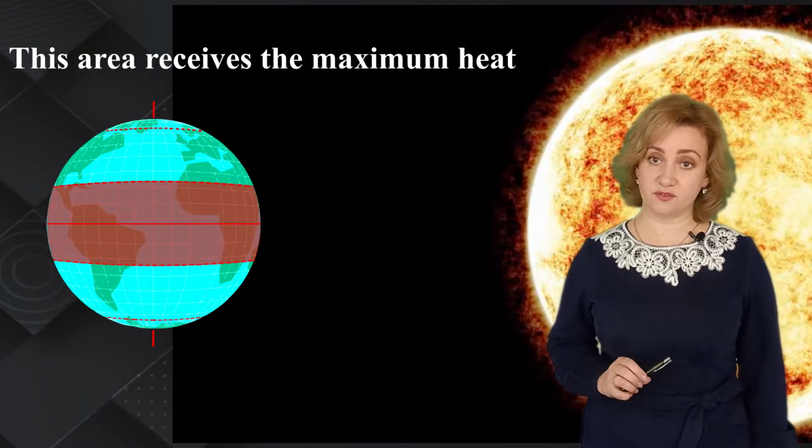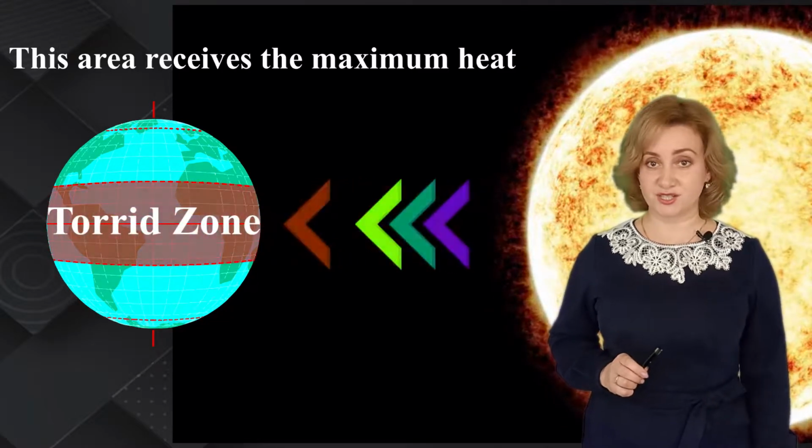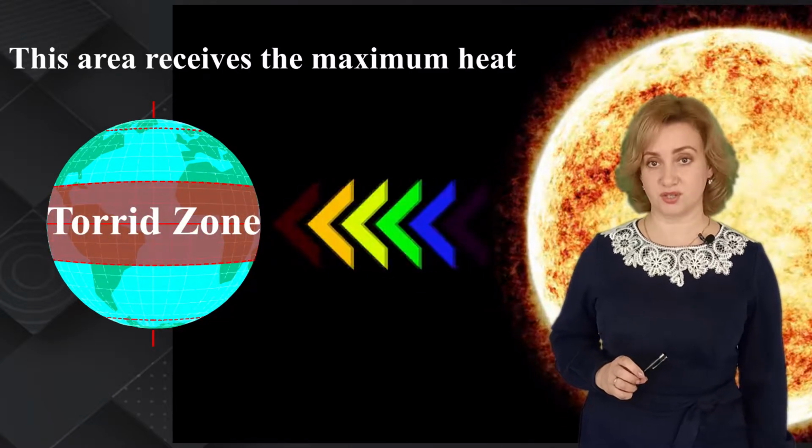The midday sun is exactly overhead at least once a year on all latitudes in between the Tropic of Cancer and the Tropic of Capricorn. This area, therefore, receives the maximum heat and is called the torrid zone.